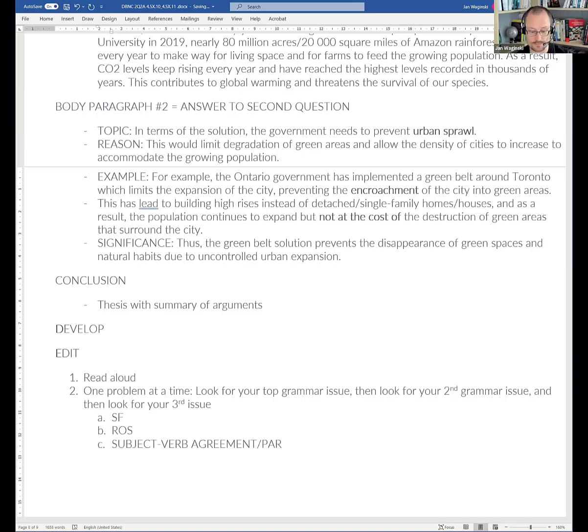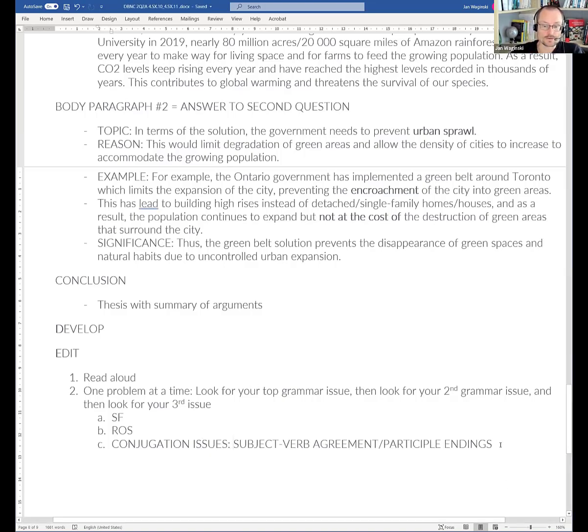I would even say participle endings. So let's just broadly call this conjugation issues. So don't try and find all three of these problems at the same time. Look for one at a time. It's just like when you're learning to drive. You know, first things first, you figure out how to use the gas and the brake, and then it's the steering wheel, and then it's looking in the mirrors. It's really hard to do all of these things all at once when you're just getting started driving.